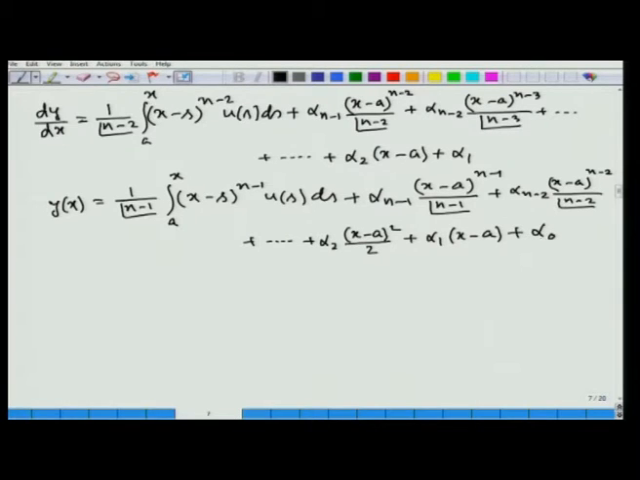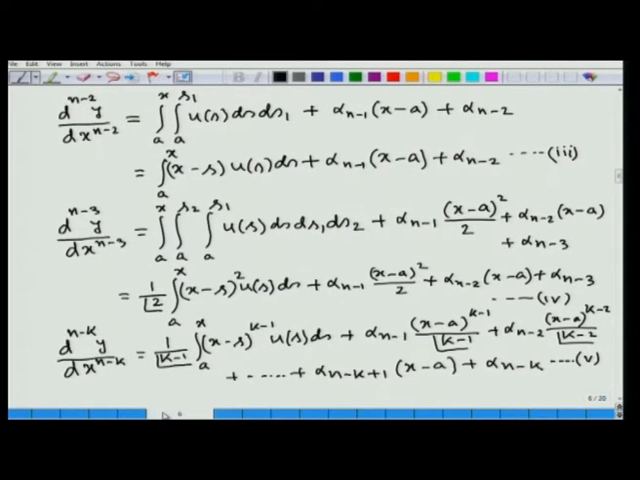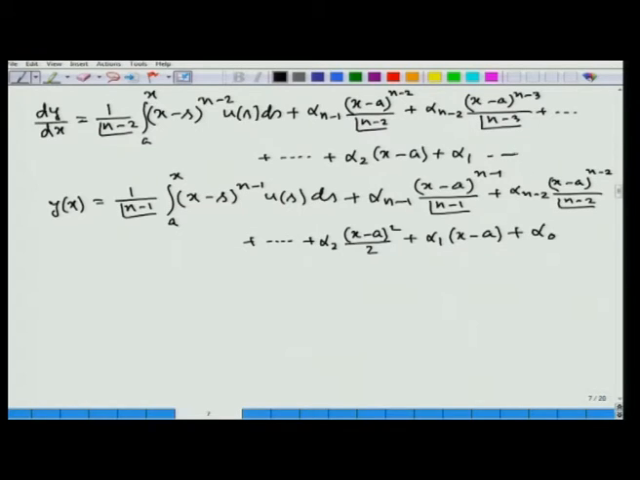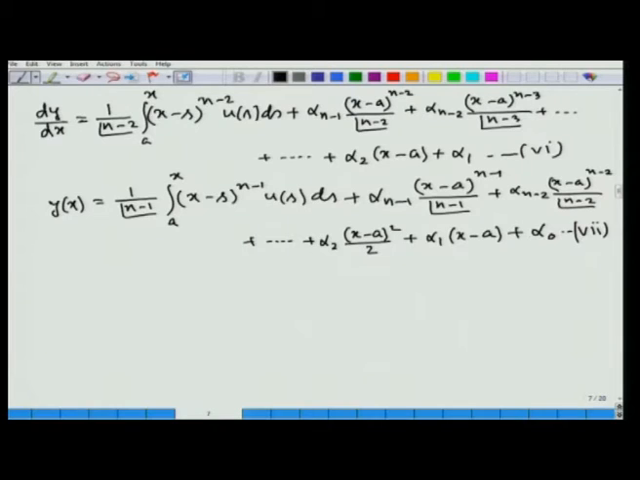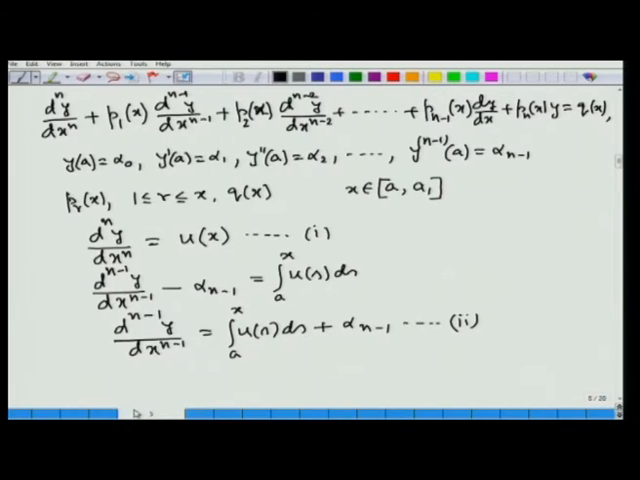This alpha 0 is coming from the left hand side, because y x minus y a is given to be alpha 0. So, this alpha 0 will come on to the right hand side. The last equation we numbered as 5, so this will be 6 and this is 7. So, we have all the expressions starting from y, dy dx, d2y dx2 up to dny dxn in terms of u.